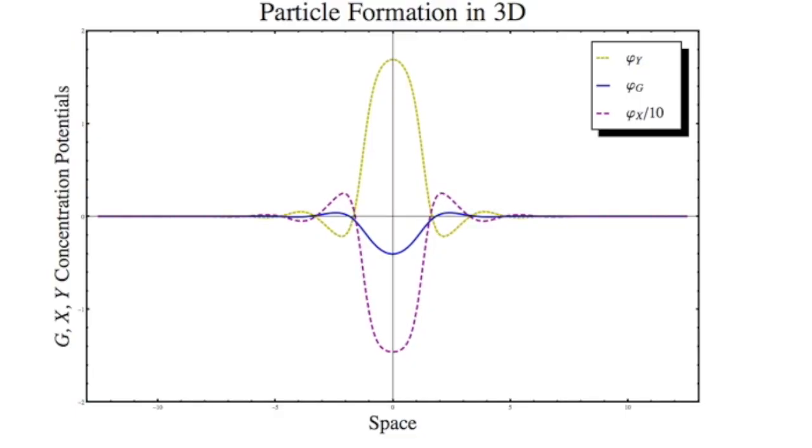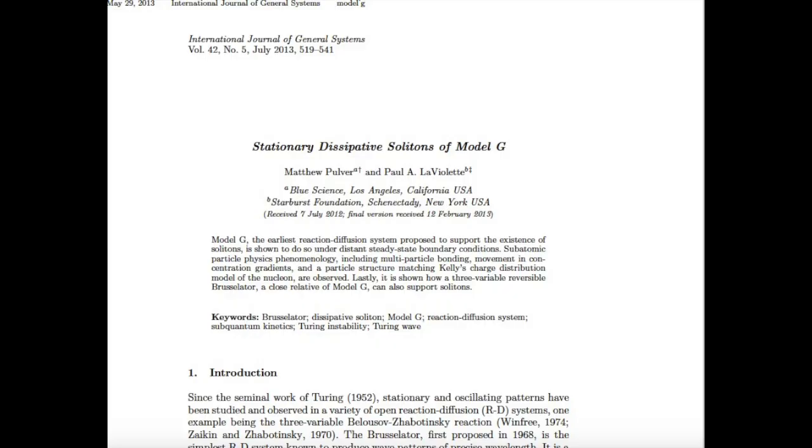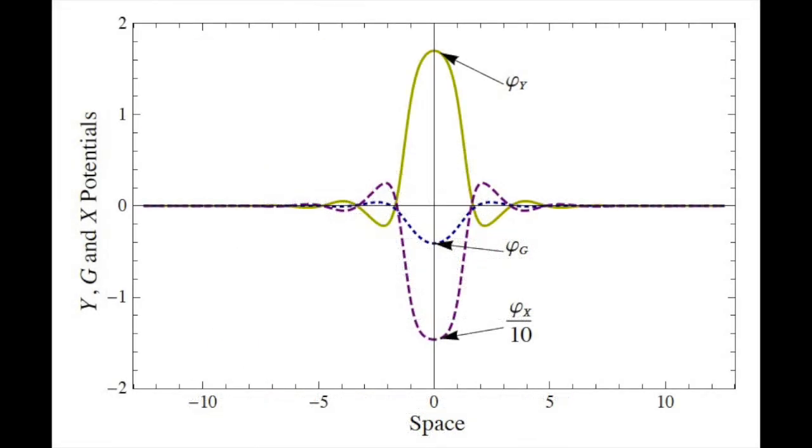This early simulation work involved use of a C++ code using exponential time differencing to solve the PDEs of Model G. It is described in the following journal paper by Matt Pulver and Paul Laviolette called Stationary Dissipative Solitons of Model G. The soliton that finally emerges in this simulation is found to have an electric field contour similar to that observed in the core of the neutron.